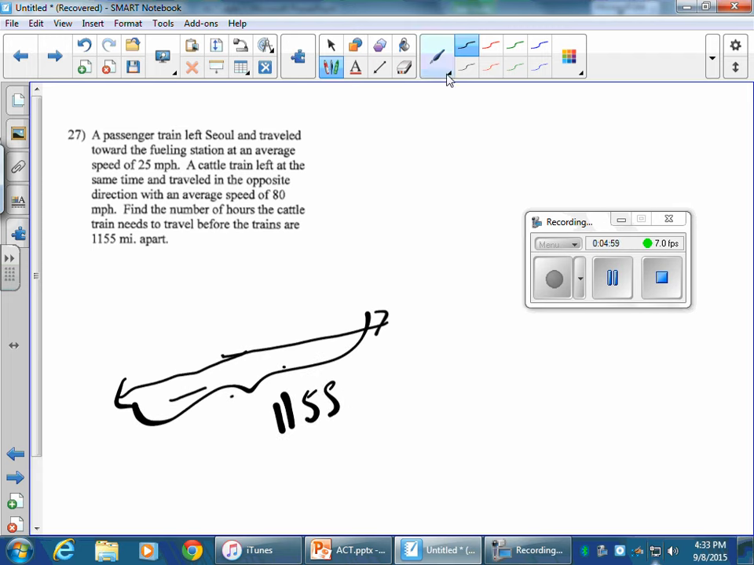Or if I change my pen, if it would be better. Okay, so I've got a passenger train. Where is this at?